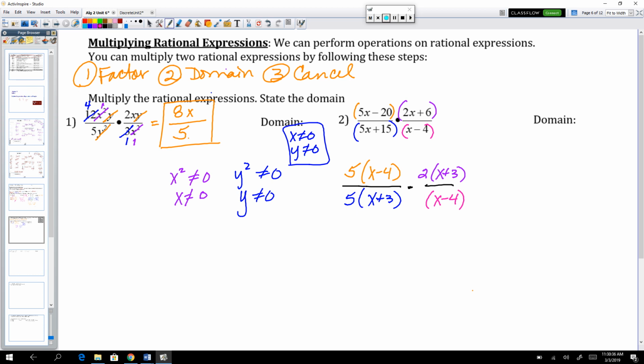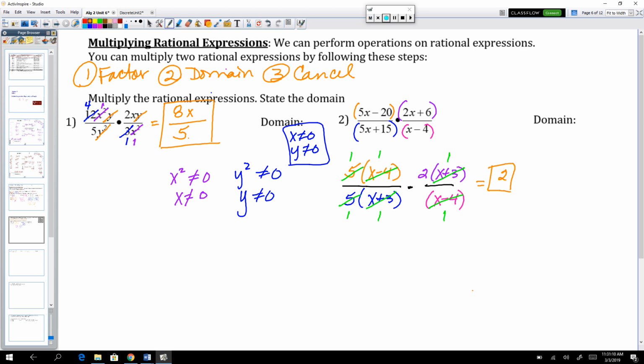Now, instead of multiplying the top together and the bottom together, I'm first going to cancel to take away some of the work that I have to do. I will cancel 5 over 5, that's just 1 over 1. I'll cancel x minus 4 over x minus 4, that's just 1 over 1. And I'll cancel x plus 3 and x plus 3, that turns into 1 over 1. And so I'm left with 2 over 1. I'm not even going to bother writing that, I'm just going to write 2. That is the simplest form of this expression.